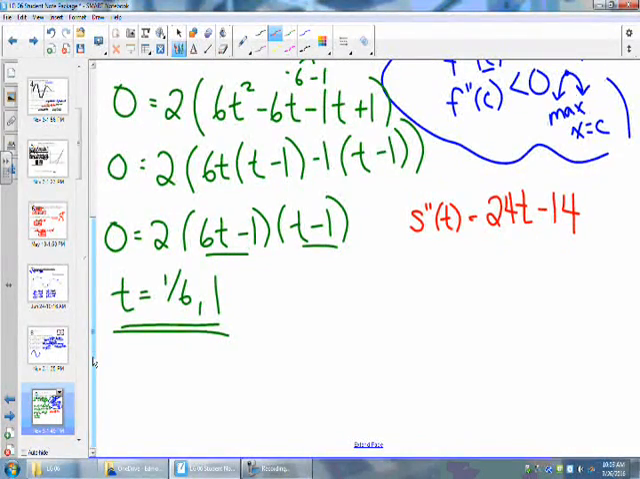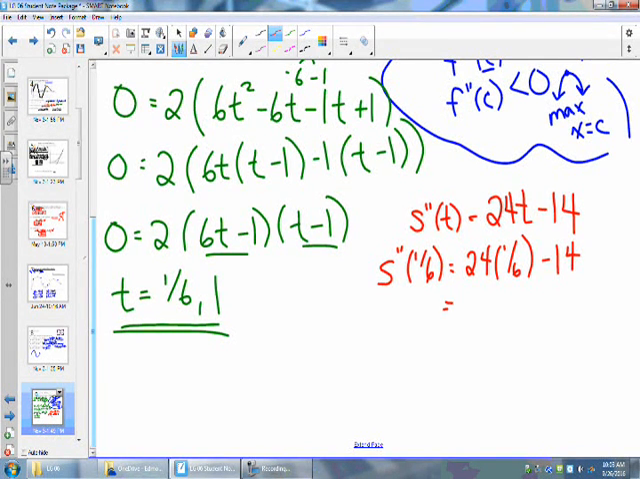Now what we're going to do is plug in those critical values. So I've got t is equal to 1 over 6. So let's plug in 1 over 6 there. So that's going to be 24 divided by 6 minus 14. So that's going to give us a negative 10. Now remember, that's a negative. I don't really care about the 10. I just care about the negative. And the negative tells me it's a sad face graph, which, remember, tells me that we now have a maximum at t is equal to 1 over 6, that critical value. Love this second derivative test.